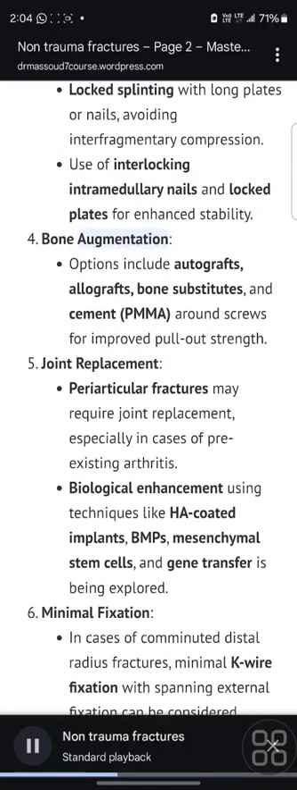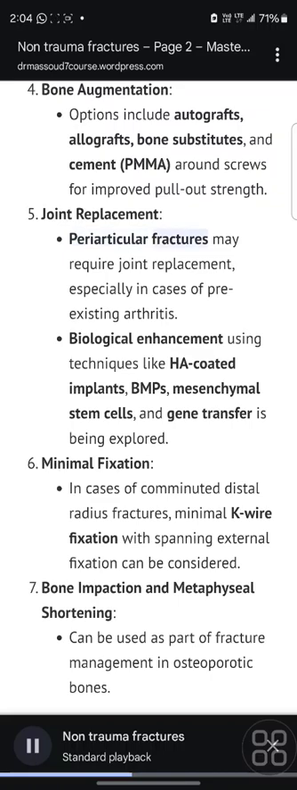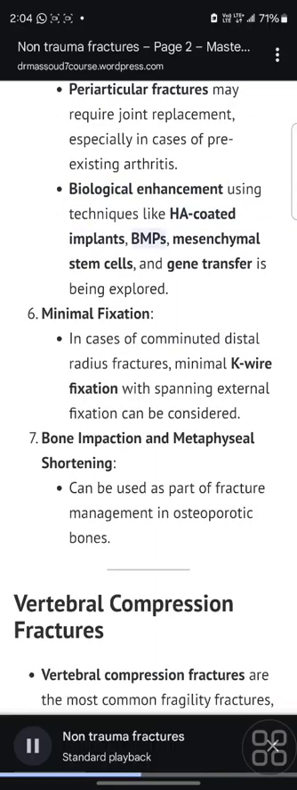4. Bone augmentation. Options include autografts, allografts, bone substitutes, and cement, PMMA, around screws for improved pull-out strength. 5. Joint replacement. Periarticular fractures may require joint replacement, especially in cases of pre-existing arthritis. Biological enhancement using techniques like HA-coated implants, BMPs, mesenchymal stem cells, and gene transfer is being explored.